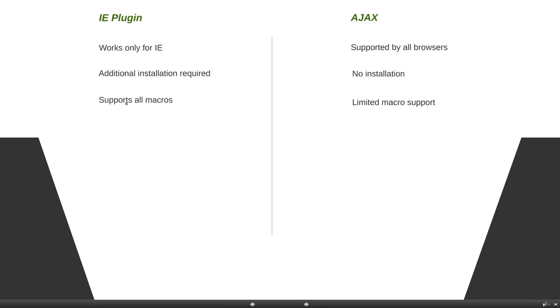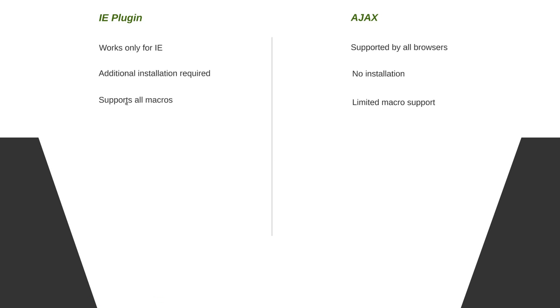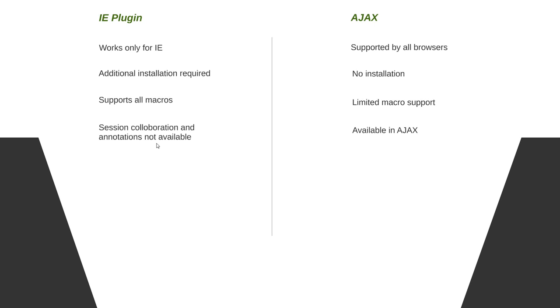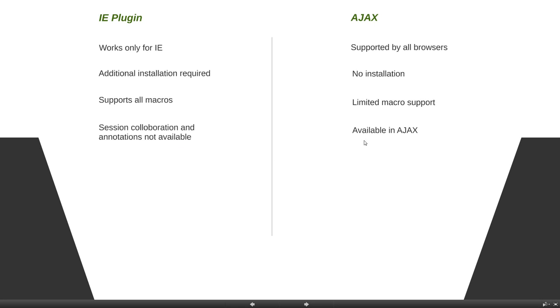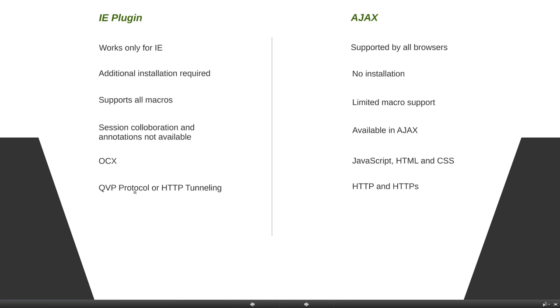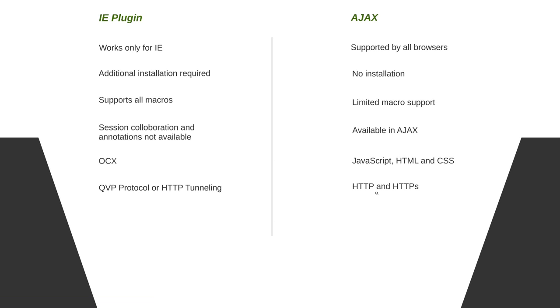And remember, IE plugin supports all the macros and you can use the COM API, and Ajax has limited support on macros. And there is very good functionality in Ajax client, which is session collaboration and annotations. So these are not available in plugin. These are only available via the Ajax client. So as explained earlier, IE plugin is built on OCX and Ajax is built via JavaScript, HTML, and CSS and few other JavaScript libraries.